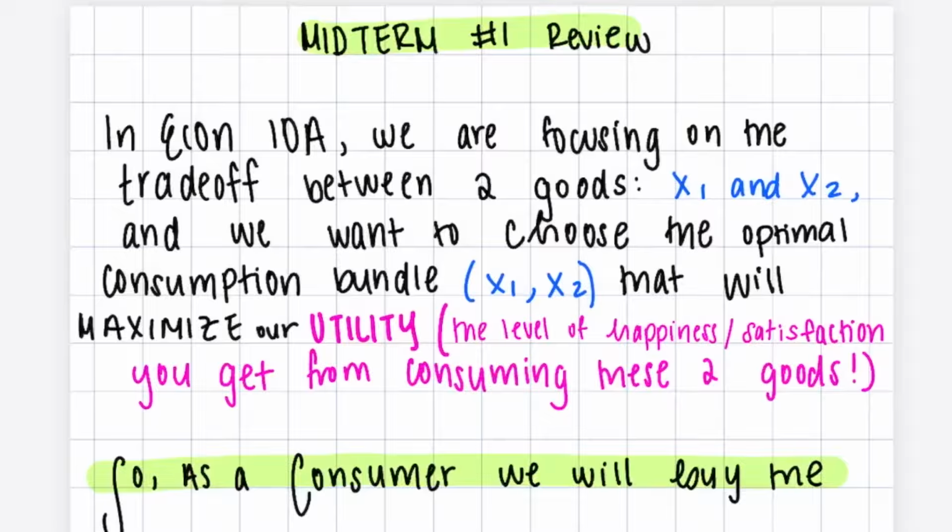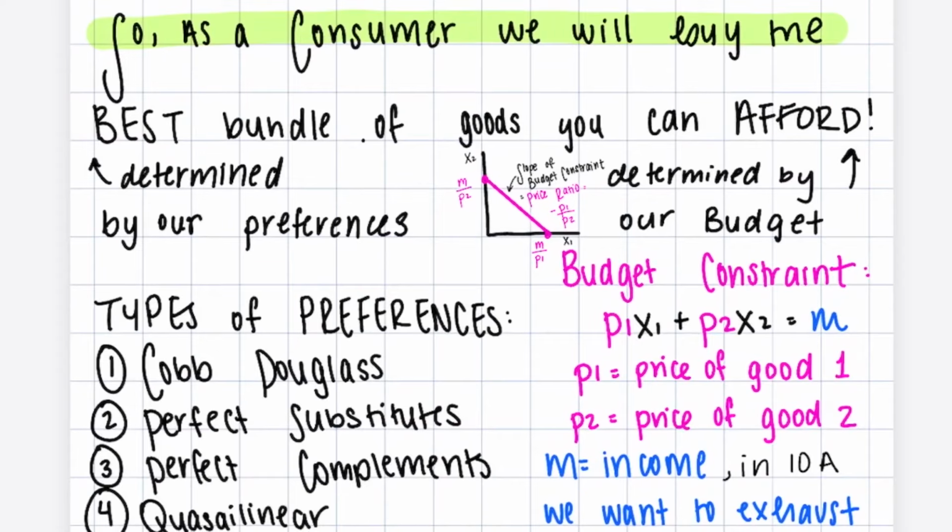We want to choose the optimal consumption bundle, that x1 and x2, that will maximize our utility. That's the measure of happiness or satisfaction that you get from consuming these two goods. It will come out as a number, and that measures how much happiness these goods gave you. So, as a consumer, we will buy the best bundle of goods determined by our preferences that we can afford, which is determined by our budget.